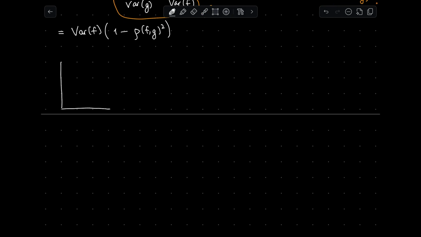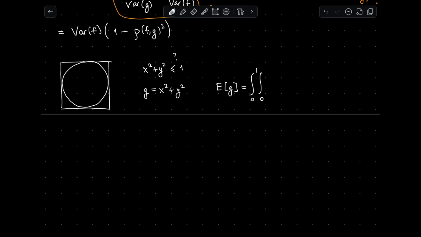Well, we need to think about the structure of our problem and the form of f. We know that I is 1 if x squared plus y squared is equal to or smaller than 1 and 0 otherwise. This gives us a suggestion that we could use g is equal to x squared plus y squared. Also, we can easily take the expected value integral for this function, and the result is 2 over 3.